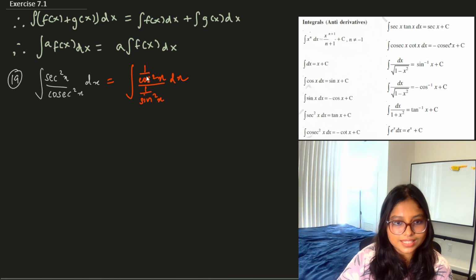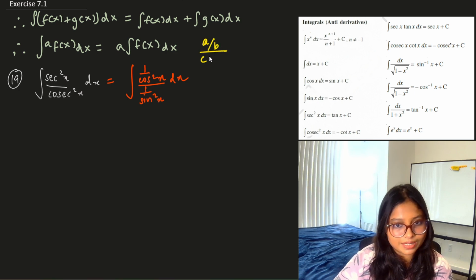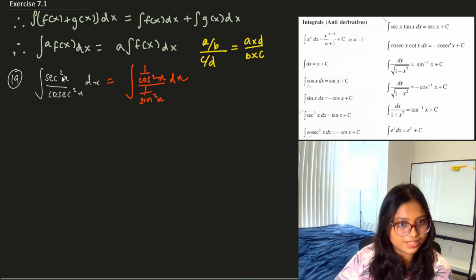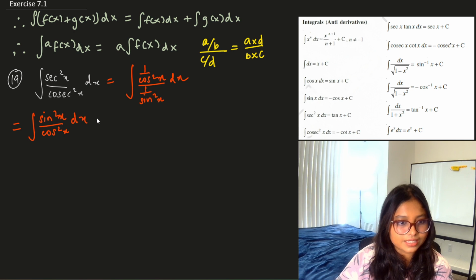Now I do know that these are two fractions, and if I reciprocate the denominator, for example, if we have two fractions a by b, the whole divided by c by d, this becomes a into d, the whole divided by b into c. This is exactly what I'm going to do here as well. Reciprocating the denominator in the integral, this becomes sine square x, the whole divided by cos square x into dx. Now this is nothing but integral of tan square x dx.